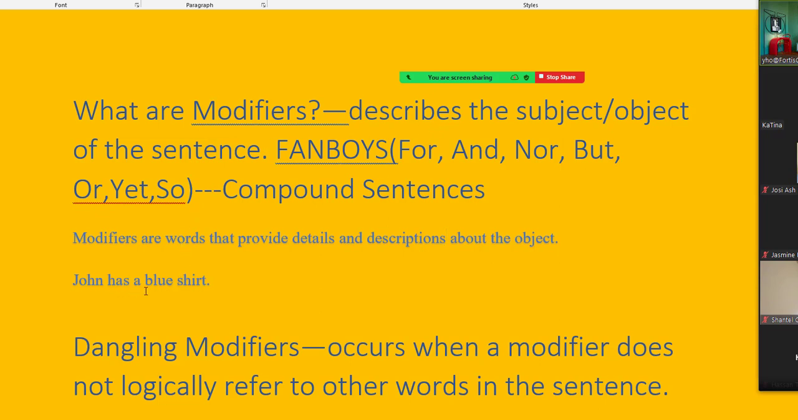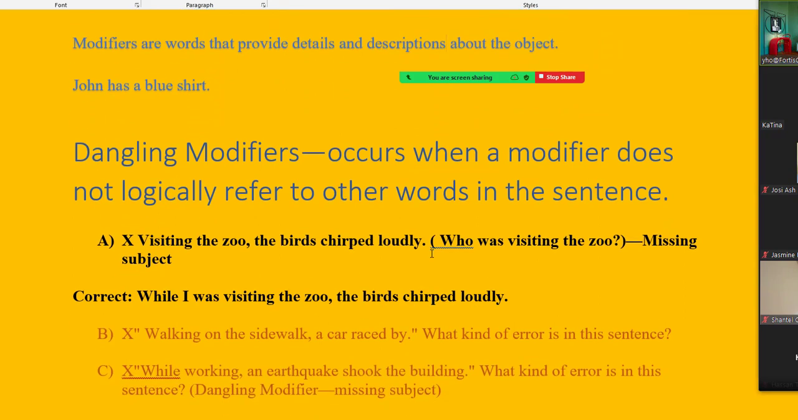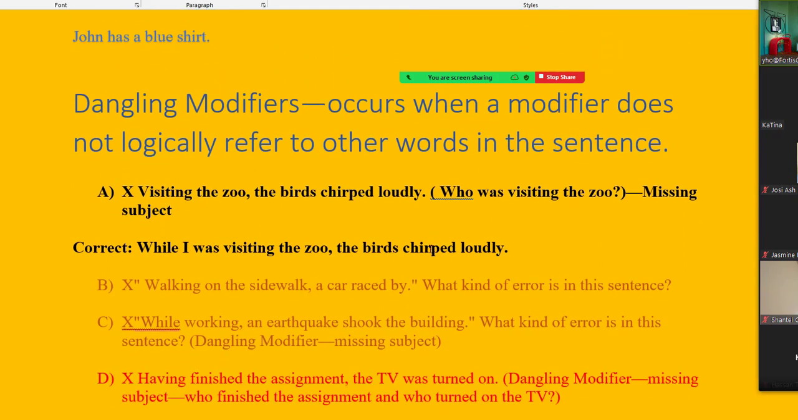So here, John has a blue shirt. Shirt is the object in this sentence. So here, the modifier blue modifies shirt. Do you understand that? What is a modifier? You've got to remember this because it's going to be true or false. Modifiers are words that provide details and descriptions about the object, and you're supposed to say true. And so when you have a dangling modifier, that's when people forget to put the subject into the sentence. So: visiting the zoo, the birds chirped loudly.